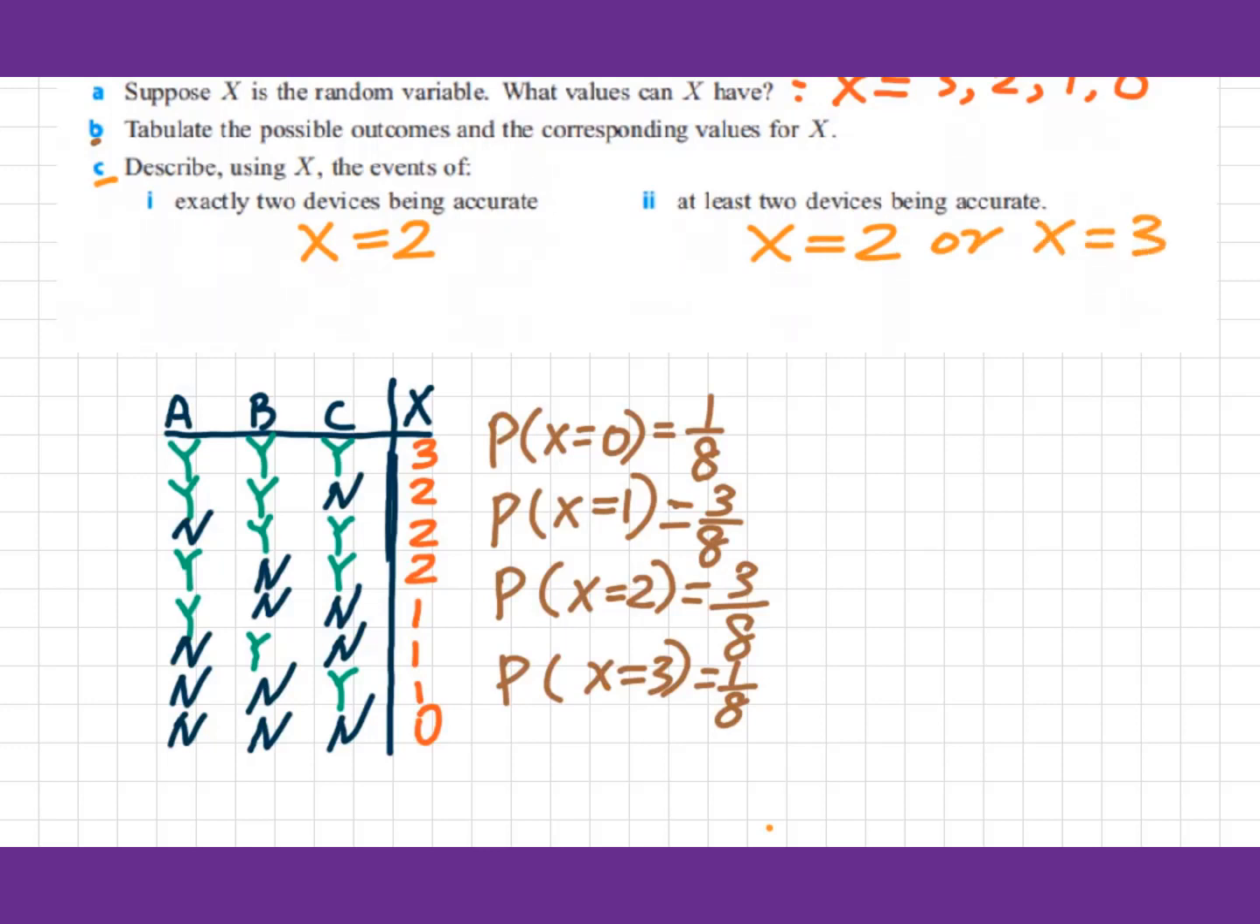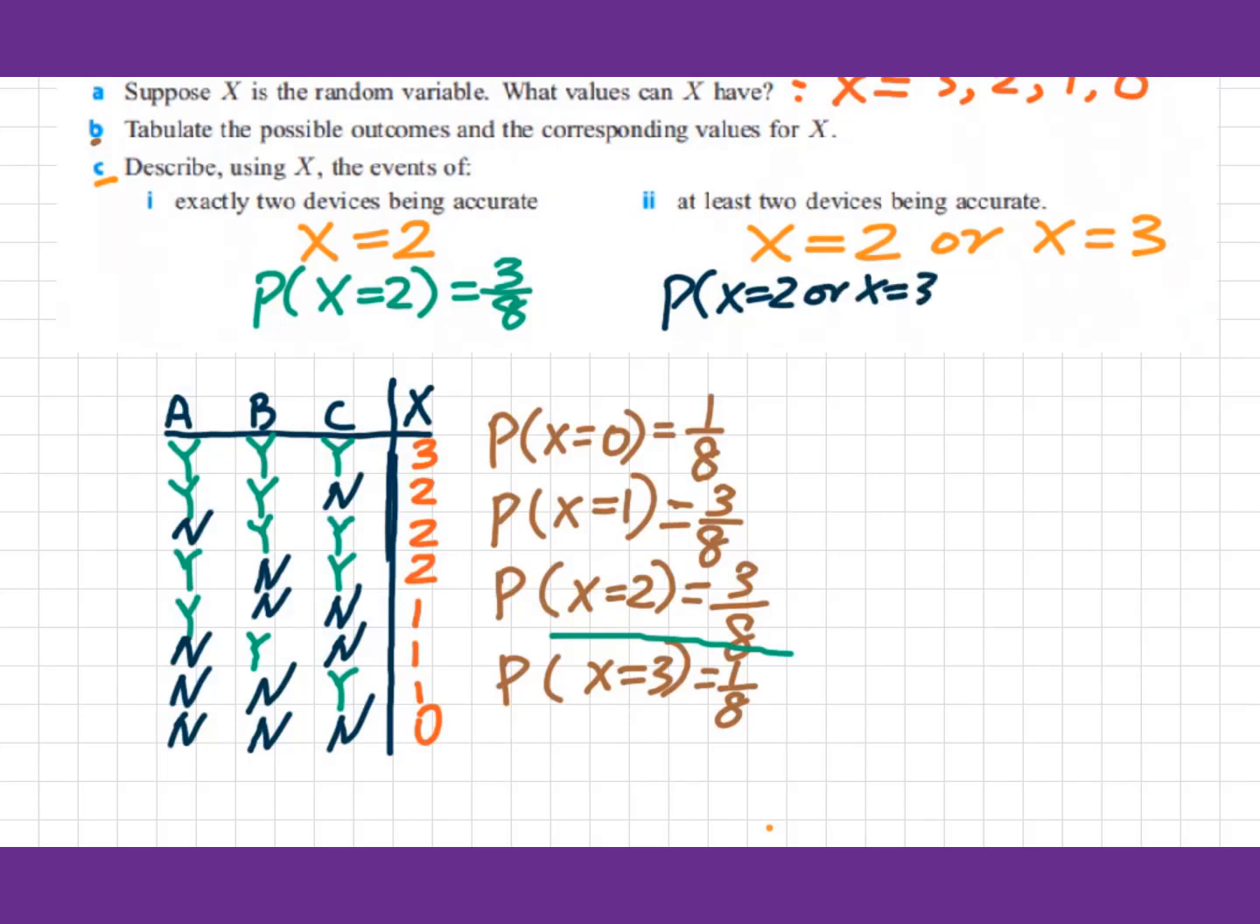When you're working on the probability X equals 2, it will be 3 over 8 from here. But for probability X equals 2 or X equals 3, that will be 1 over 8 plus 3 over 8, which will be 1 over 2.